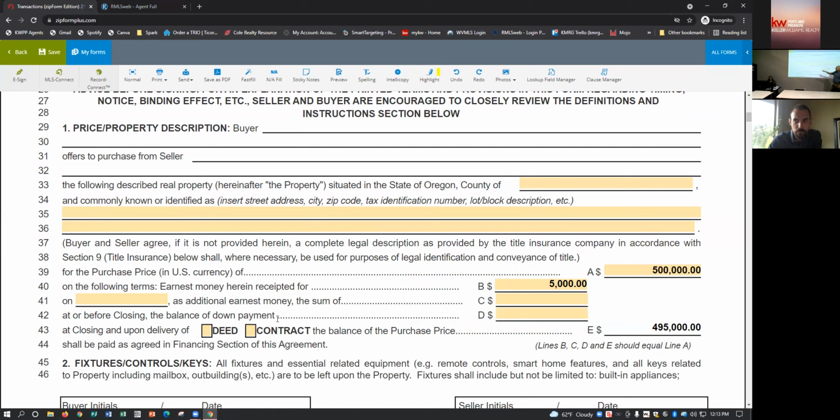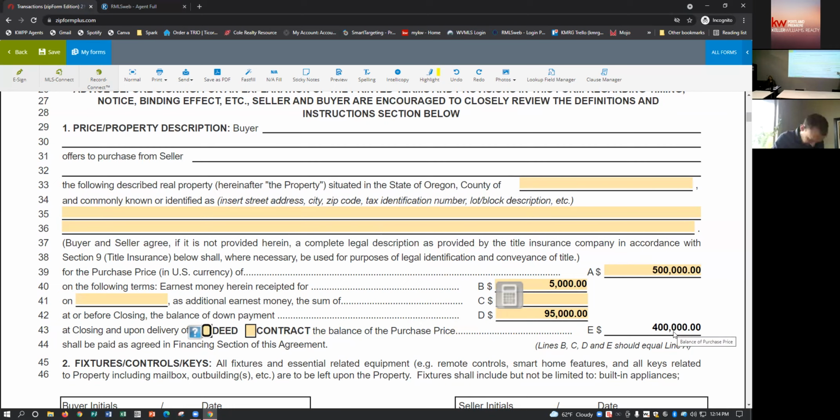So at or before closing, the balance of the down payment is right here. The down payment is going to include the earnest money. So if they're putting 20% down on $500,000, that's $100,000 down. If the earnest money is 5,000, this line would be 95,000, for the total amount of $100,000. So this and this add up to the total down payment. People get confused on that. Okay, and then it auto populates down here what the balance of the purchase price will be.